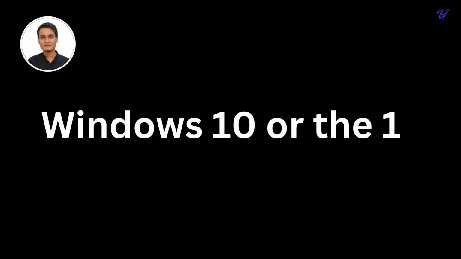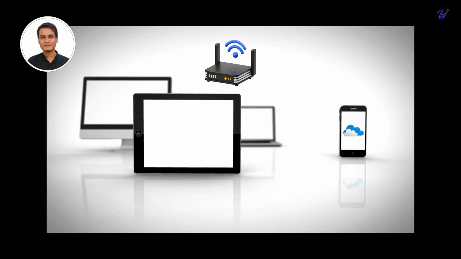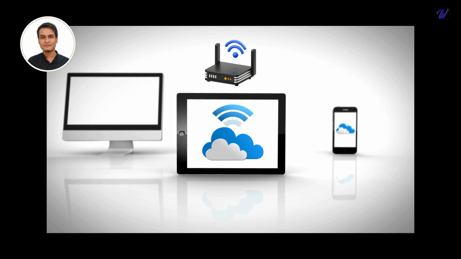First, ensure your PC or laptop is running Windows 10 or 11 and supports Miracast. Most modern systems do. On your Android phone, make sure it's running Android 6.0 or later. Also, connect both devices to the same Wi-Fi network. This is crucial for them to communicate.